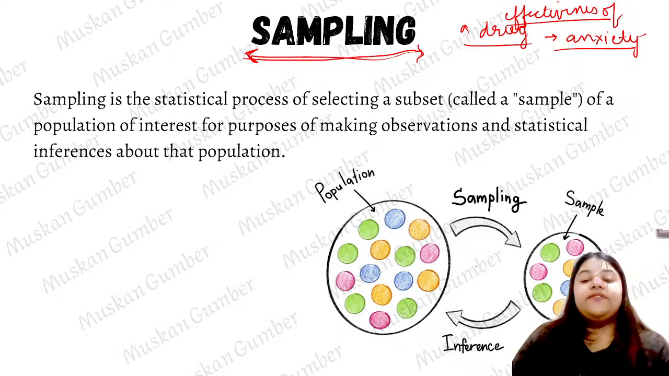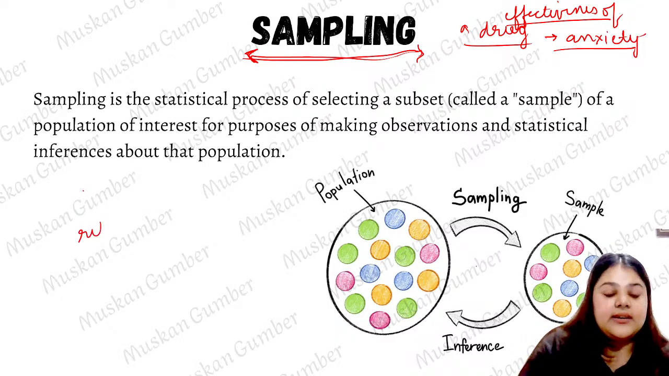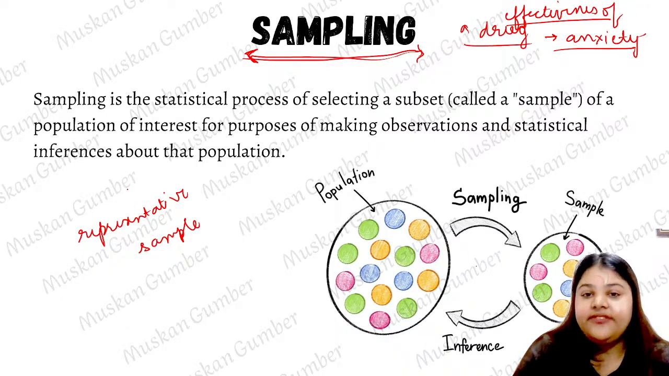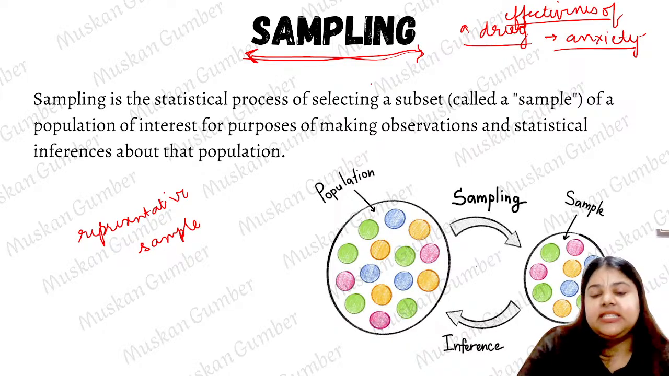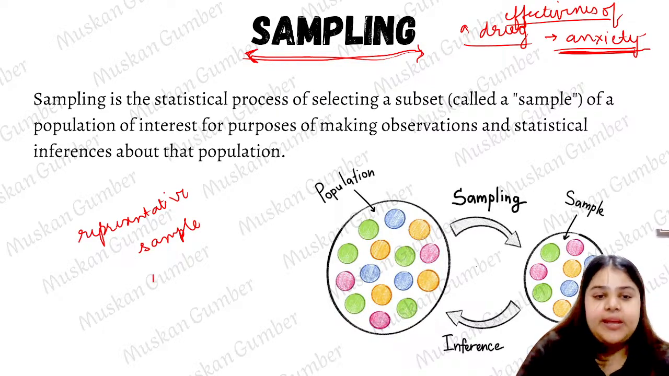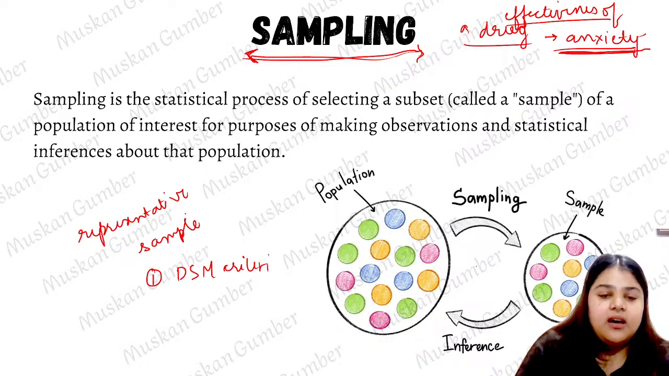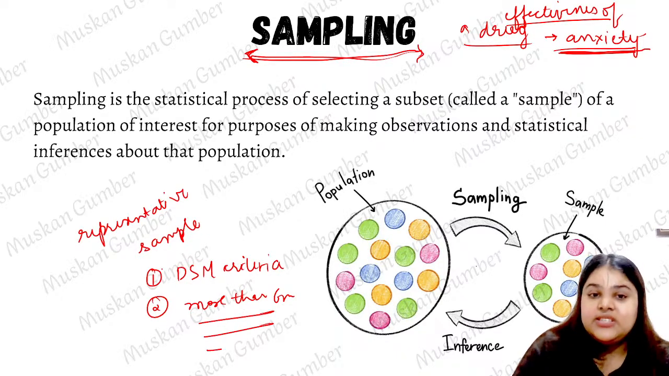Sampling is what? We are going to take a representative sample, a representative data set from my population. For example, if I'm testing a drug for anxiety on people who are suffering from anxiety, I will set up my representation. I will say, okay, they should fulfill the DSM criteria for anxiety. They should have been suffering from anxiety for maybe more than 6 months, etc.